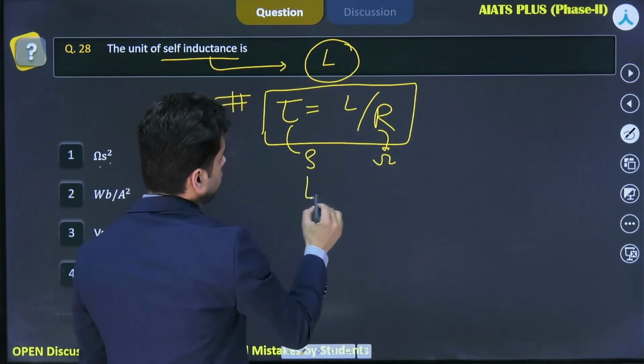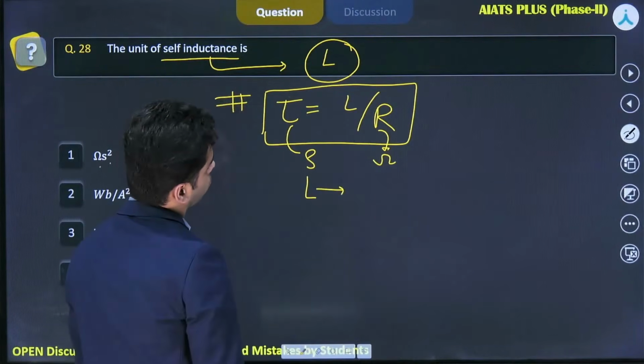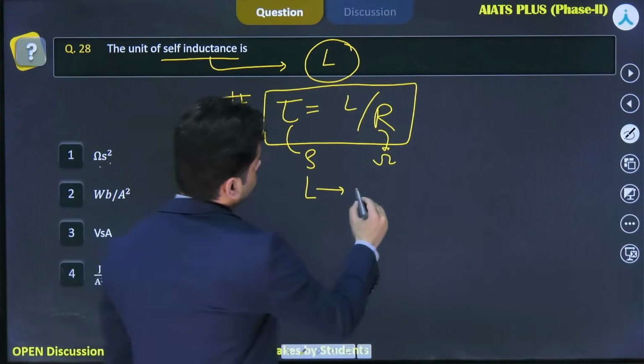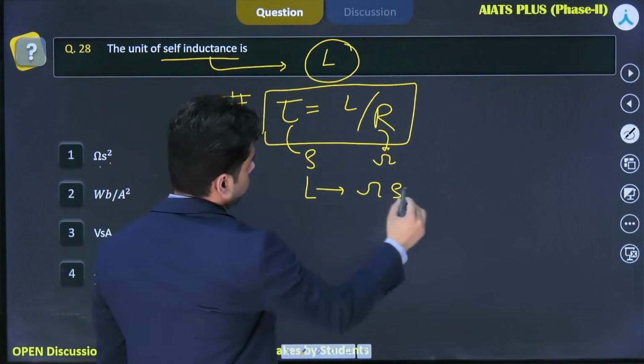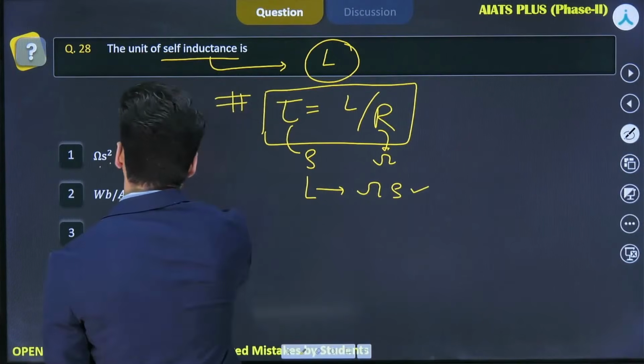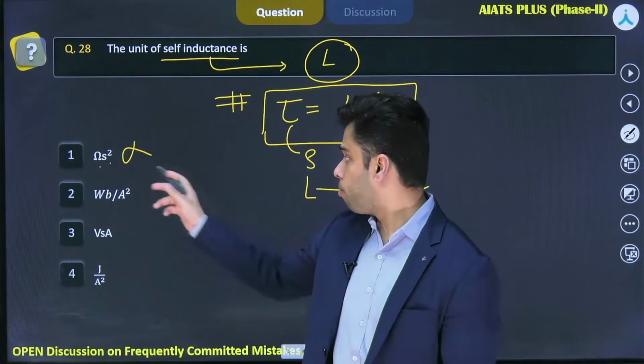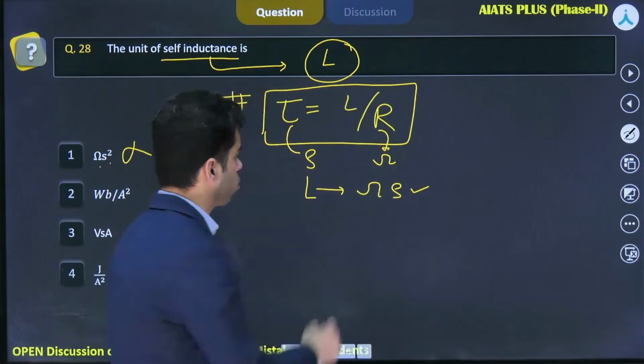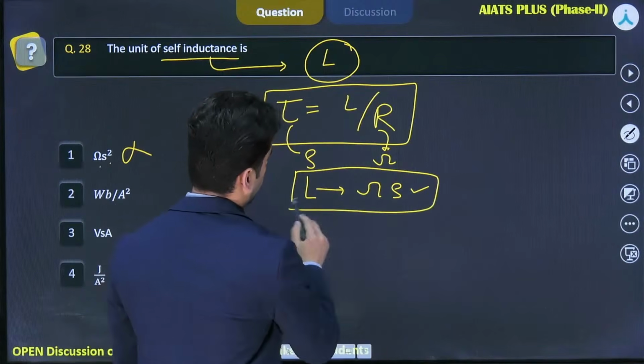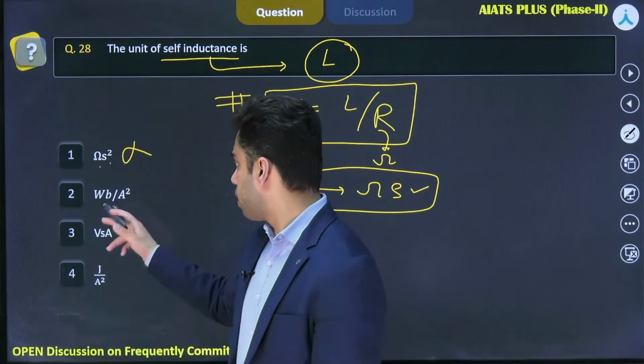So the unit of self-inductance from here becomes ohm second. Ohm second is the unit, and it is given as ohm second square. Ohm second square is given to you, but the unit is coming out to be ohm second. So this one is wrong. Option 1 is wrong.